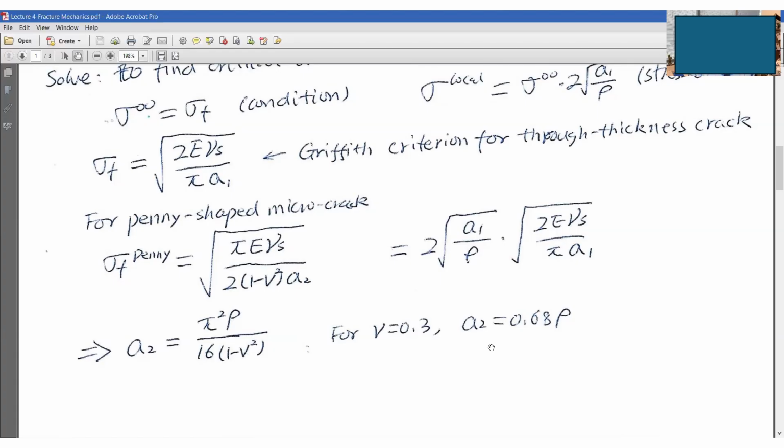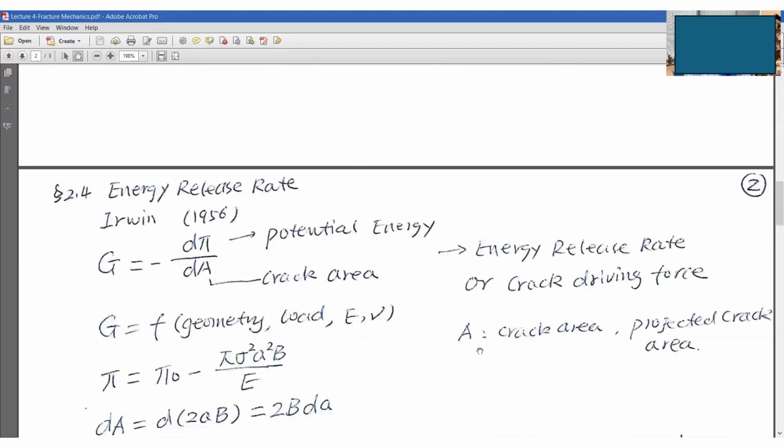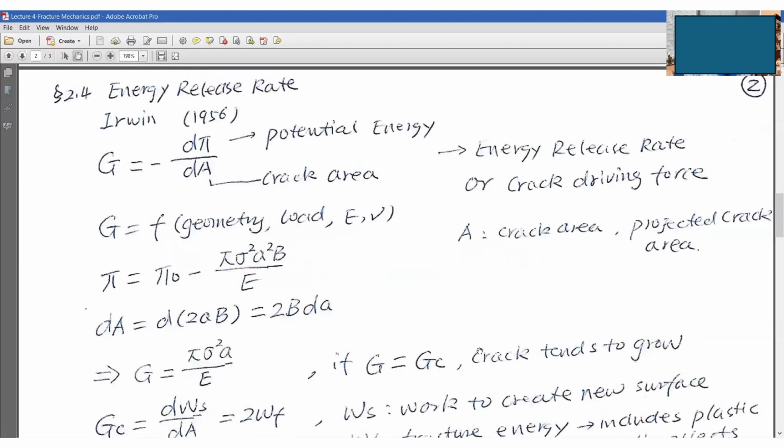Any questions so far? You can see we used 3 equations we have learned in our lecture 3. Any questions so far? Okay, great. Next, we are going to talk about energy release rate.